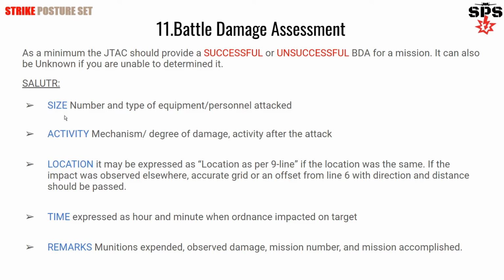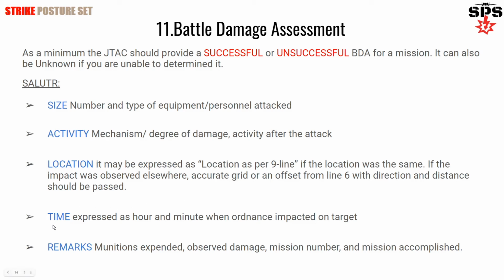So we go with size, activity, so that means what was the equipment you destroyed and in which state is it now. So for example, 1 by T-72 destroyed. Location, you can say as per line or as briefed if it didn't move, and if it moved you just give an offset with, for example, 500 meters north from the briefed location. Try to give accurate grids, and if the bomb impacted off target, then you can also calculate where the bomb landed and give that to the pilot so he can assess what went wrong. Is it his fault or is it the weapon system?